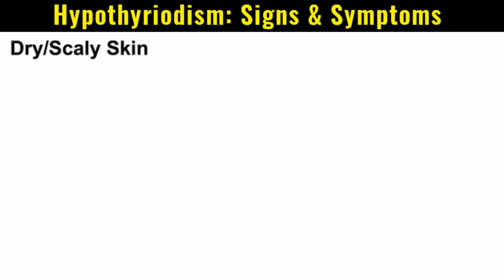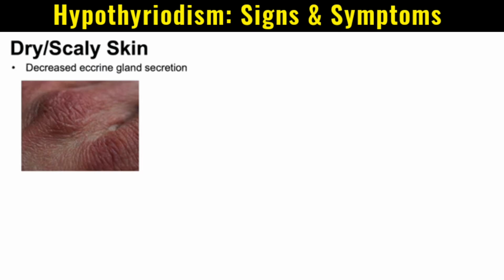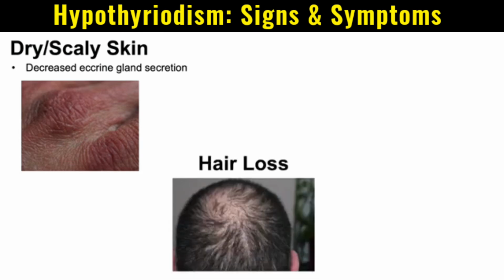Some other signs of hypothyroidism include dry, scaly skin. And this is actually due to decreased eccrine gland secretion. So the mechanism for why this occurs is not entirely known, but it is known that hypothyroidism can lead to decreased eccrine gland secretion and lead to dry, scaly skin. So this is another sign of hypothyroidism. Another sign of hypothyroidism is hair loss. So this is due to increased hair fall, and due to reduced hair growth. So hypothyroidism can lead to increased hair fall and reduced hair growth.